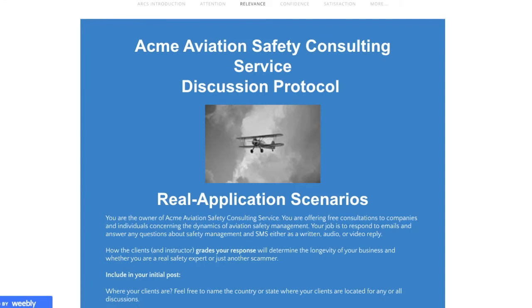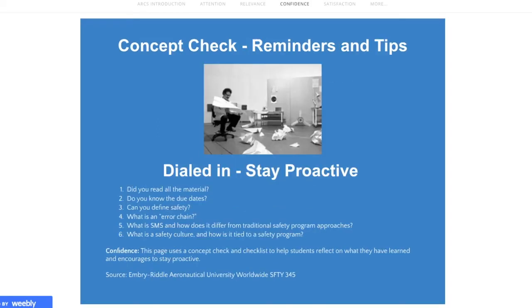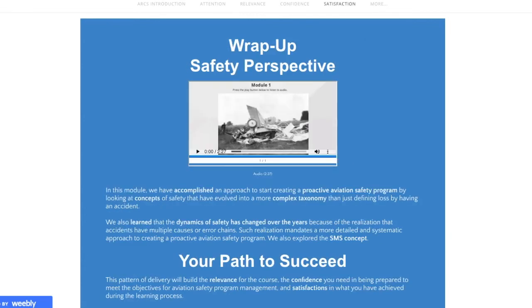For relevance, real application activities were created where students role-play between the owner of a consulting service and individuals concerned in the dynamics of aviation safety management. Confidence. This page uses a concept check and checklist to help students reflect on what they have learned and encourages them to stay proactive. Satisfaction. All wrap-up pages begin with the closing message from the developer.